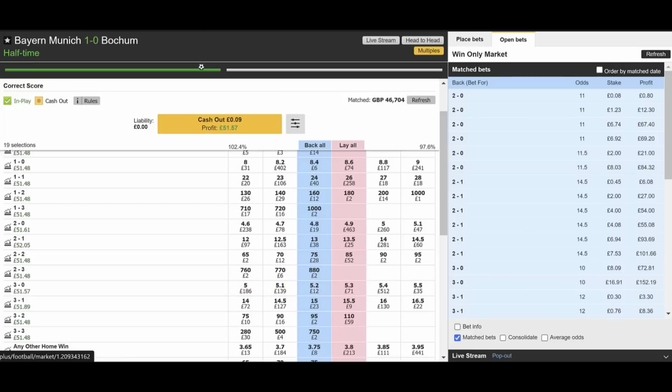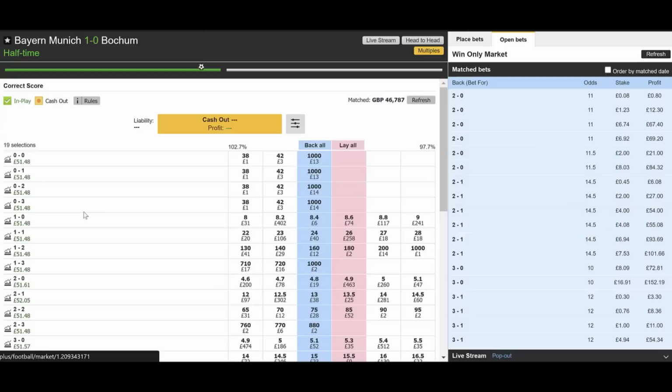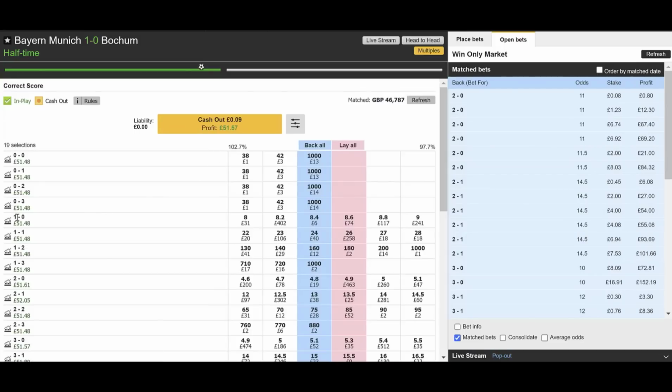Okay, we found a strong favourite. Back in Bayern Munich would have given us 14% return if we let it run. If we traded, probably around a 7% return. Doing it this way, we've made a 50% return. So there you go. It just shows the strength of trading the correct score market. So we're out of this one. Bayern Munich 1, Bochum 0.